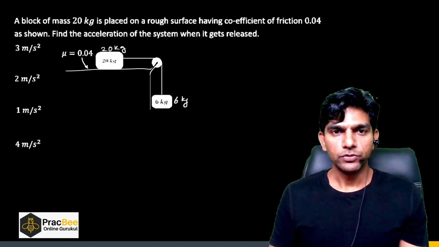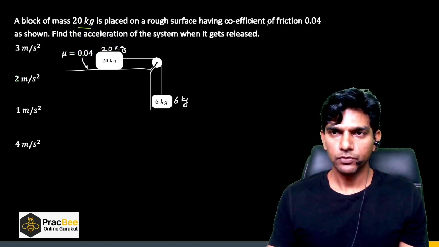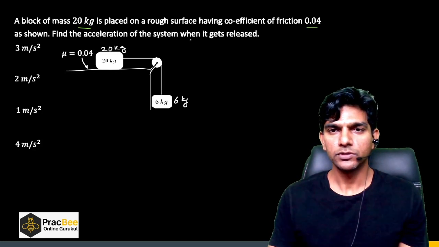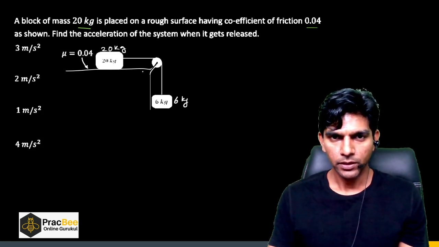Next question is from Newton's laws. A block of mass 20 kg is placed on a rough surface having coefficient of friction as 0.04 as shown. Find the acceleration of the system when it gets released.